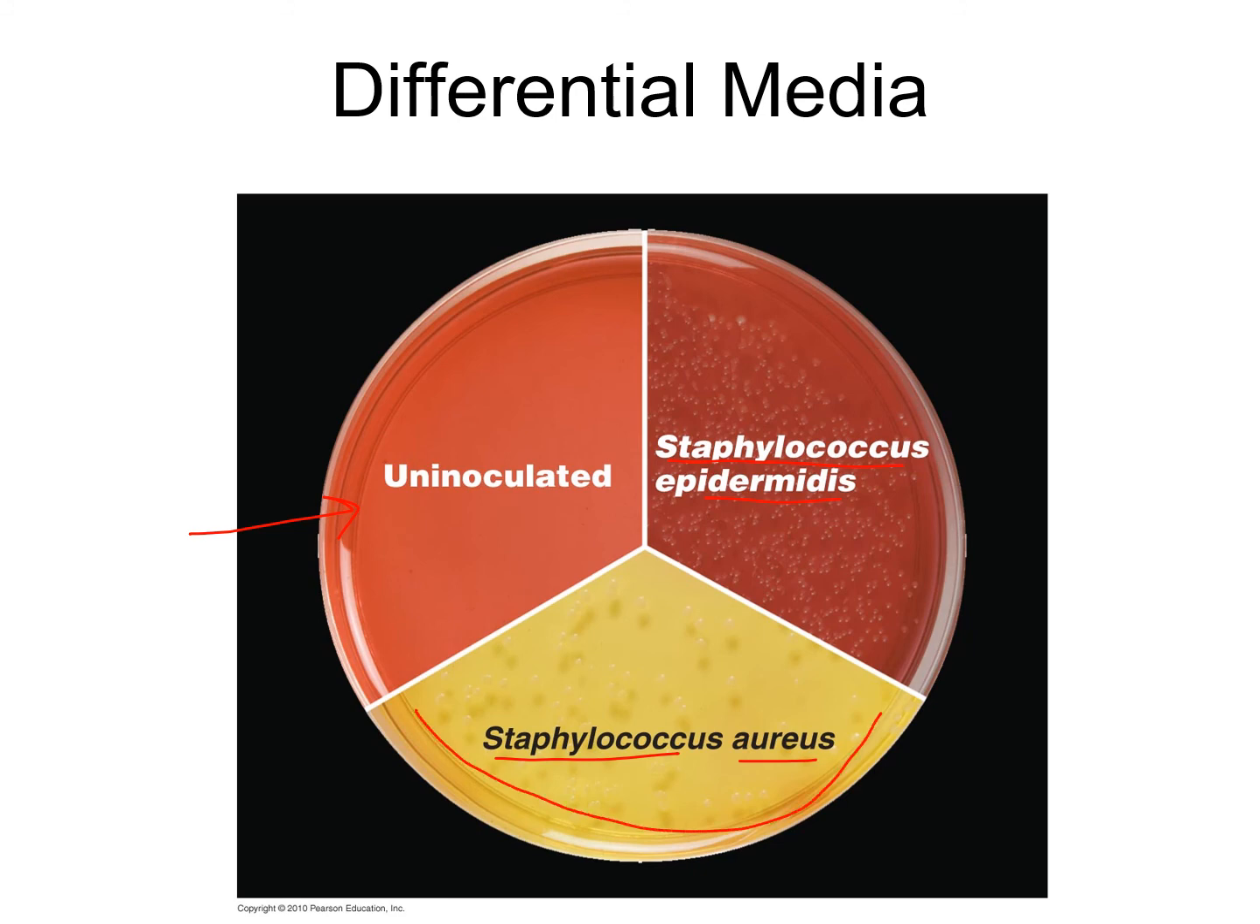So this is an example of differential agar, differential media. When Staph epi is grown on it, there is no change in the agar, but when Staph aureus is grown on it, it will turn yellow.